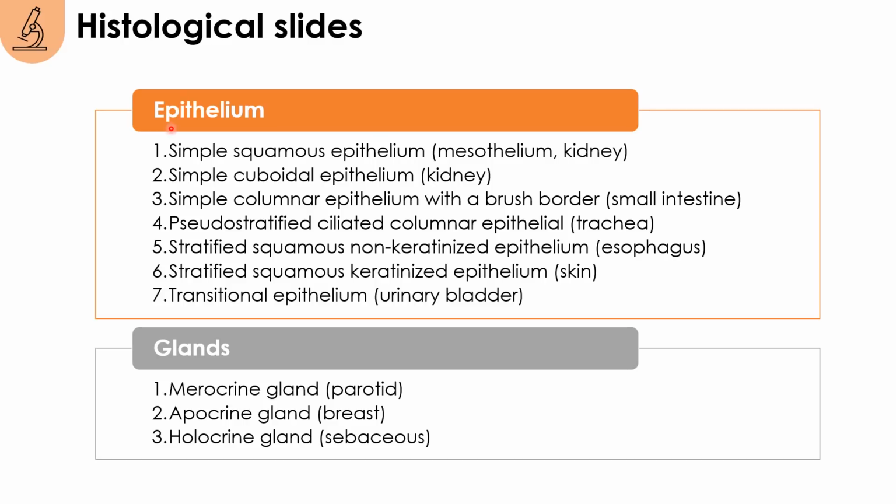For the pre-recorded practical briefing, I already took some pictures from the histological slides, and I will show them to you in this lecture and explain a little bit about them. So that is how we are going to do it. For this practical 2, epithelium and glands, we will have 7 slides for epithelium and 3 slides for the glands.